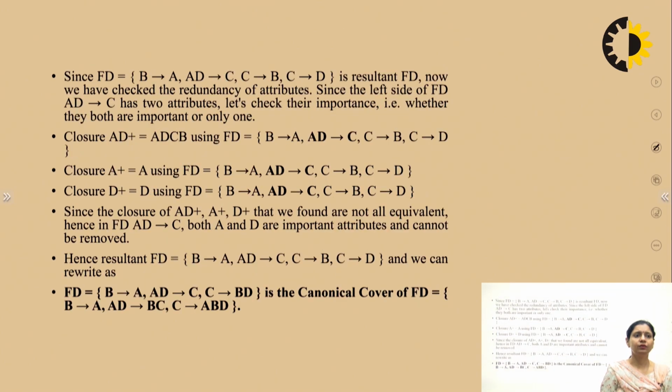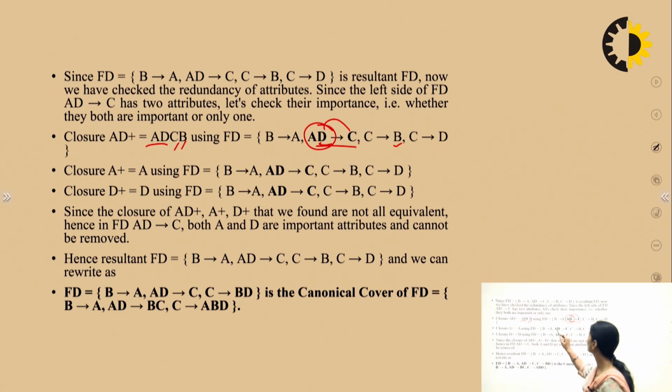Now, we'll check one more step. Now we'll see which dependency is repeated, or we have multiple attributes on the left hand side. So we have this dependency where we have multiple attributes on the left hand side. We'll try to find out the closure of AD, A separately and D separately. So when we find out the closure of AD, the closure of AD is AD. It goes to C, so C, and C to B, we have B.